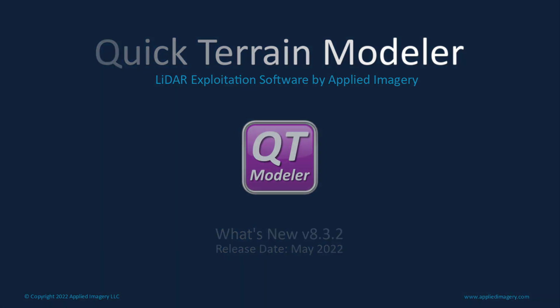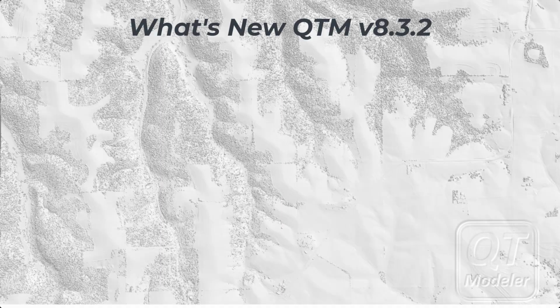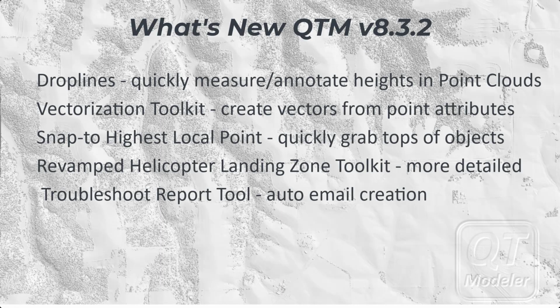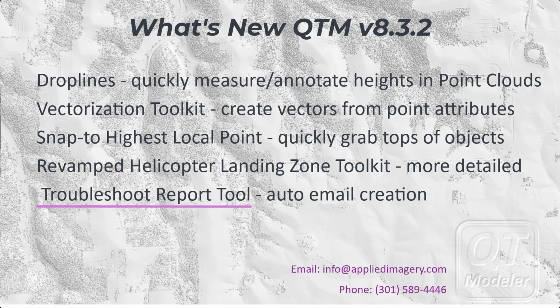We are pleased to announce the release of Qt Modeler version 8.3.2. In this release, we have added a tool to measure object heights in dense point clouds such as trees and power lines, a tool to vectorize a point cloud or surface model based on point level attributes, a snap to highest local point mode, a totally revamped helicopter landing zone toolkit, and a tool to accelerate Applied Imagery support and troubleshooting.